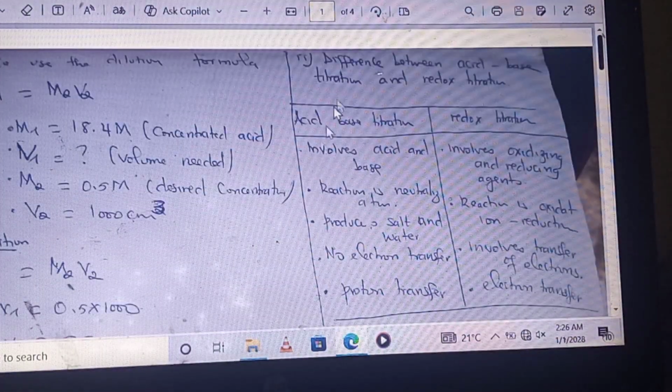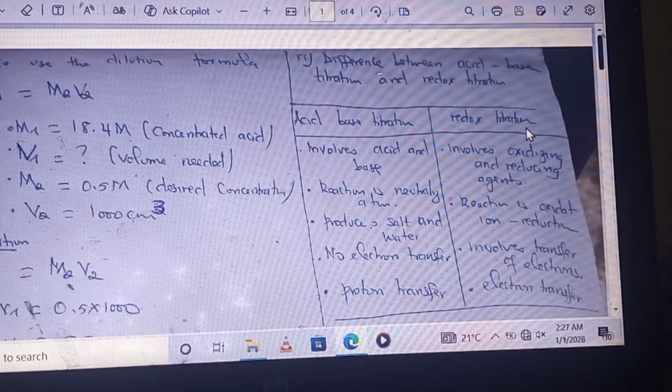As you see, we have a difference between acid-base titration and redox titration. Acid-base titration involves acid and base only. The reaction of acid-base titration is neutralization, which produces salt and water. In acid-base titration, there is no electron transfer, but proton transfer.